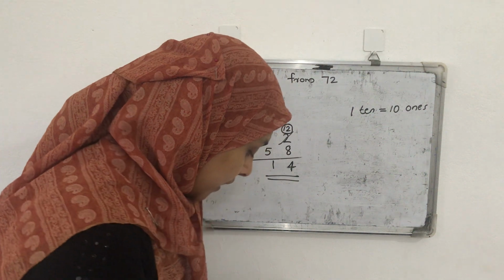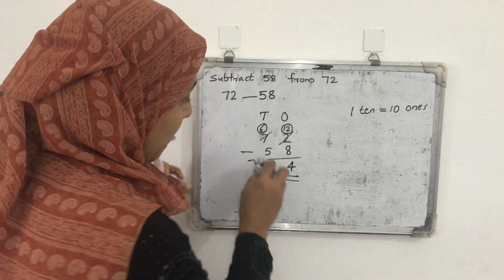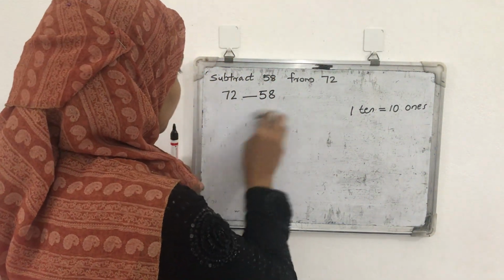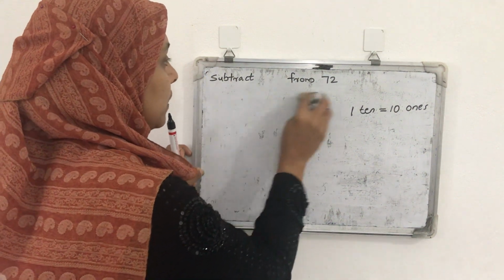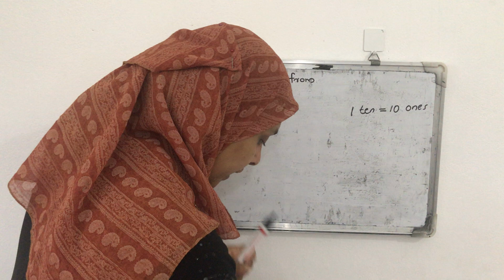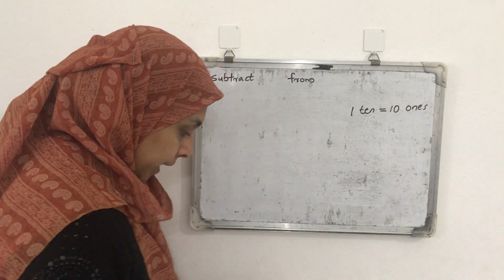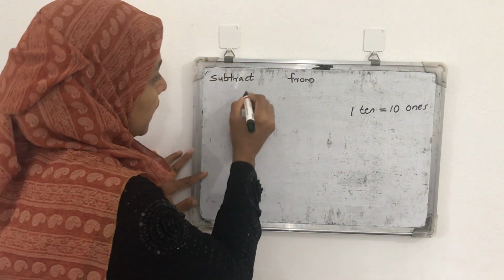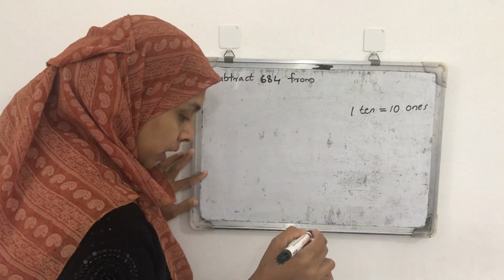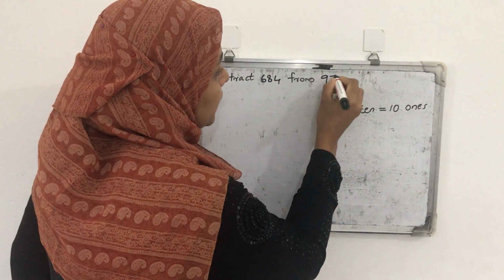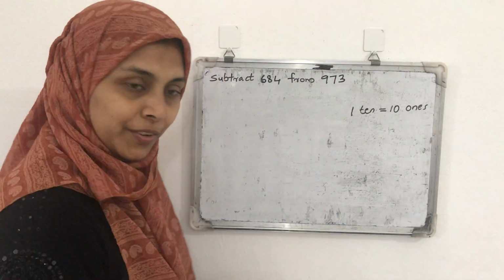Just like that, look at another question. Now we can take a 3-digit number subtraction. Subtract 684 from 973. Same method.